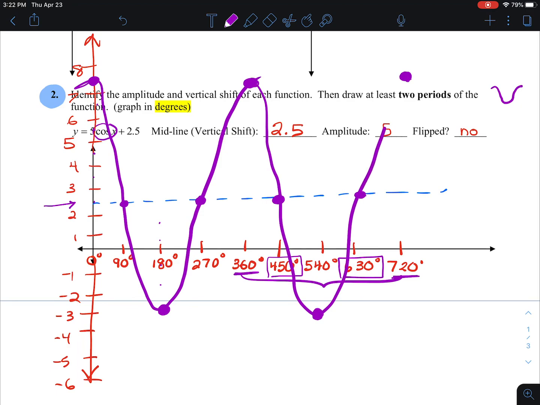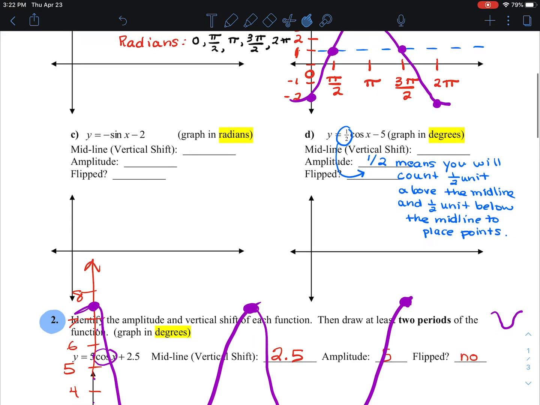Then I'm just going to connect these, and you can see that this is 2 periods or 2 cycles through the cosine wave. If you have further questions that I did not answer, please let me know. One slight push for anyone who needs it on letter D is that your amplitude is a half. That means you're only going to count half of a unit above the midline and half of a unit below the midline when you're placing those points.